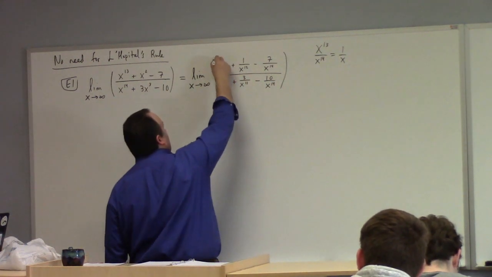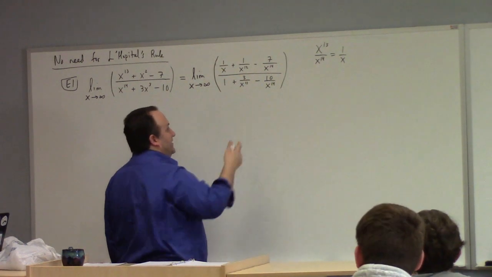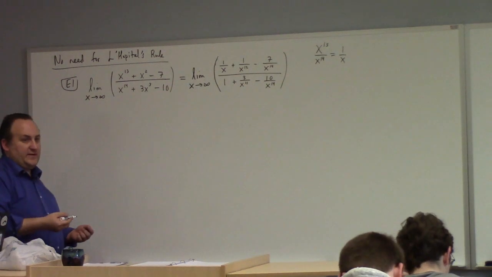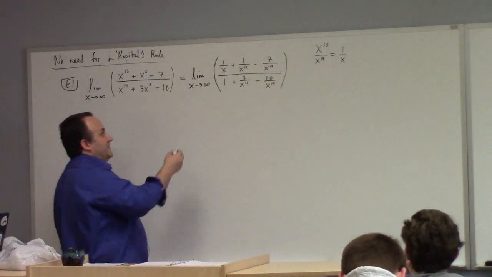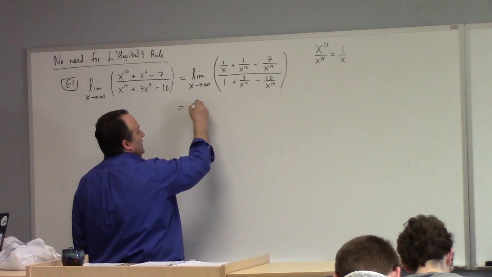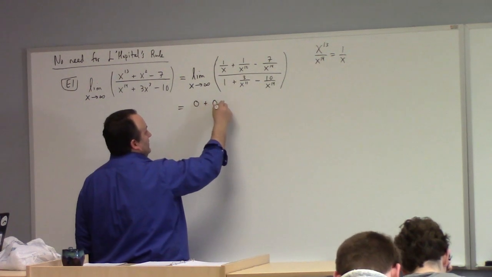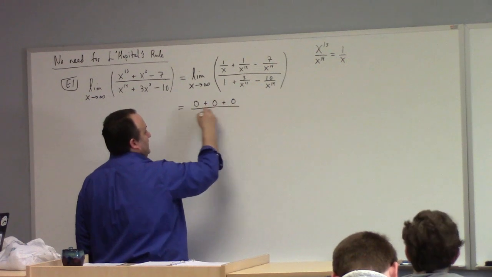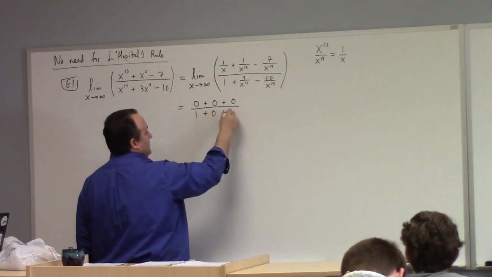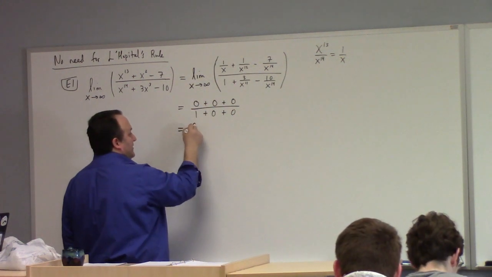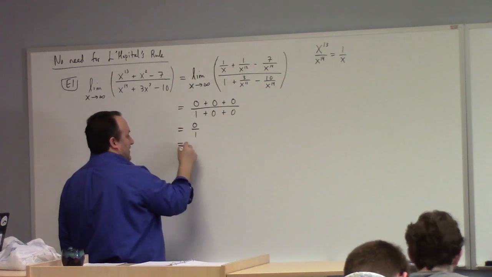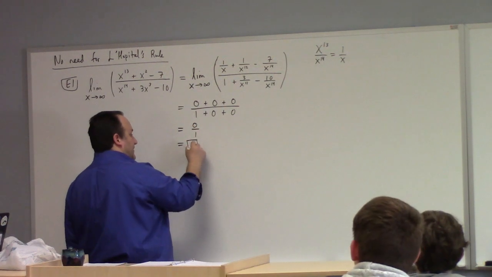So at this point, I have rewritten the limit in such a way that we can see what the limit works out to, right? Because now I can apply laws of limits. And I get 0 plus 0 plus 0 divided by 1 plus 0 plus 0, which of course is equal to 0 over 1, which is also known as 0. The answer here is 0.